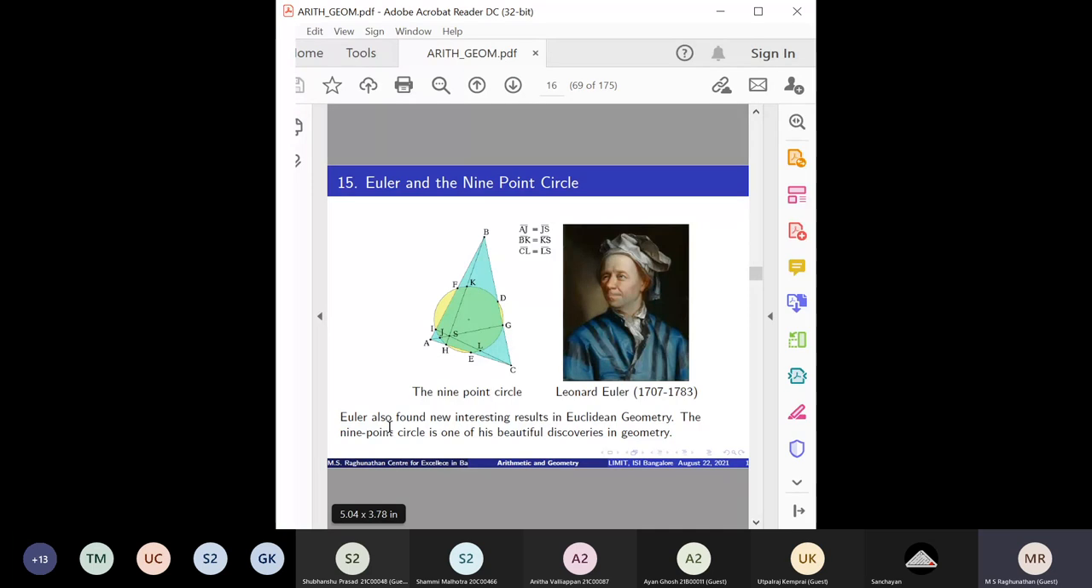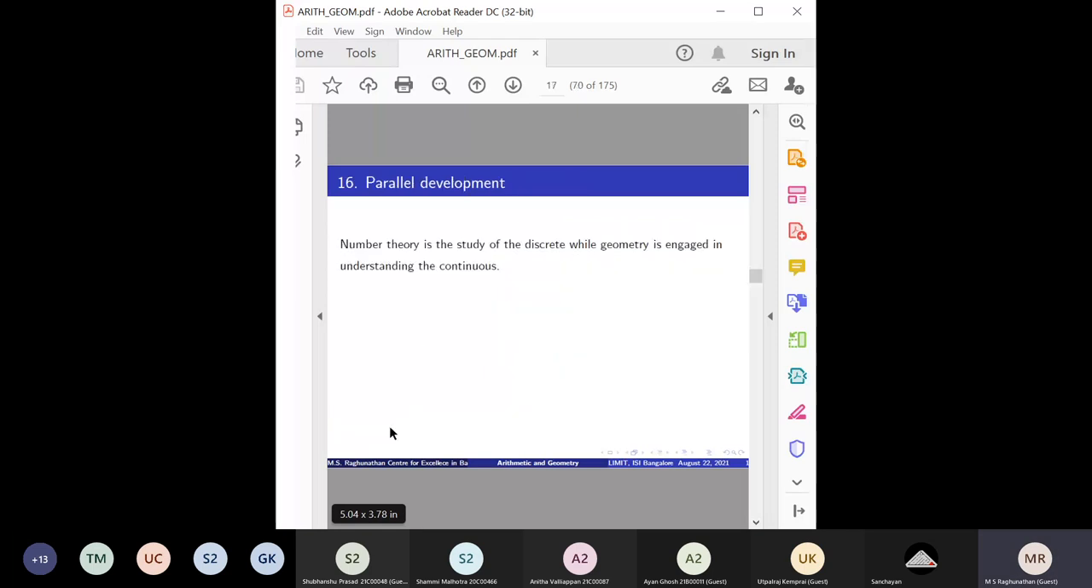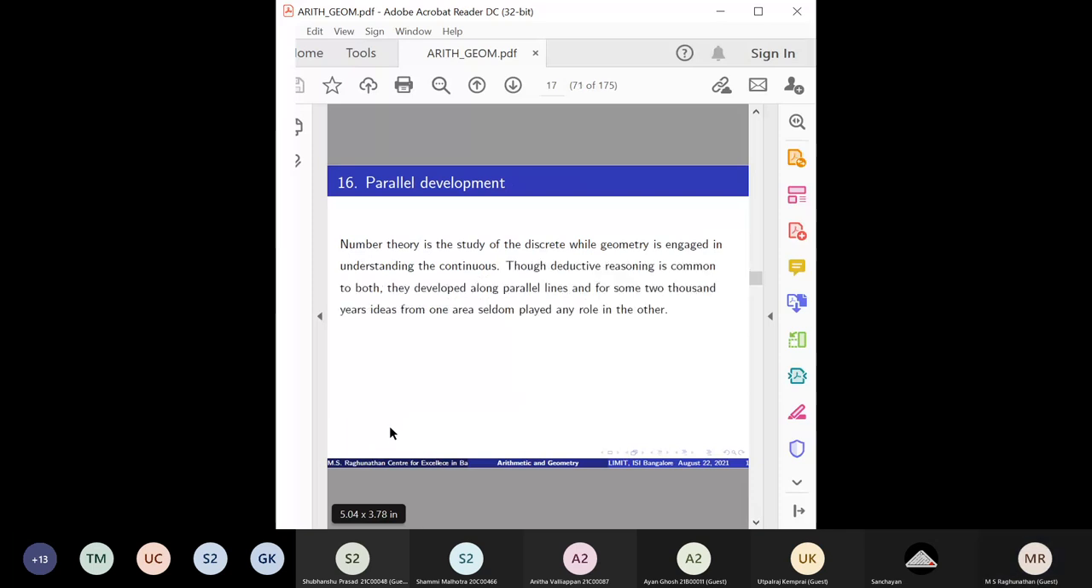Of course, it also sometimes gets inspiration from outside, as happened when Newton discovered calculus. He essentially invented calculus to explain motion. Anyway, let me go on to point out: number theory is a study of the discrete, while geometry is engaged in understanding the continuous. Both these notions, you understand intuitively what they mean. Though deductive reasoning is common to both, they developed along parallel lines, and for some 2000 years, ideas from one area seldom played any role in the other.